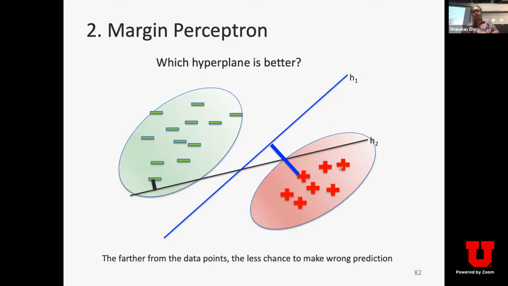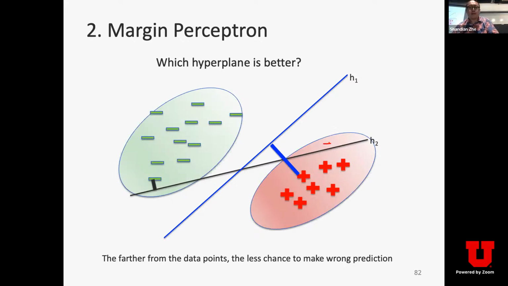And what's the benefit if you place your separating hyperplane further away from those high density regions? You actually lower the risk of misclassification. Why? We can take a look at H2, right? H2 has a much smaller margin. That means it is much closer to the training set, and it is highly likely to pass through the high density regions. You can see that this part of H2 passes through the high density region for positive examples.